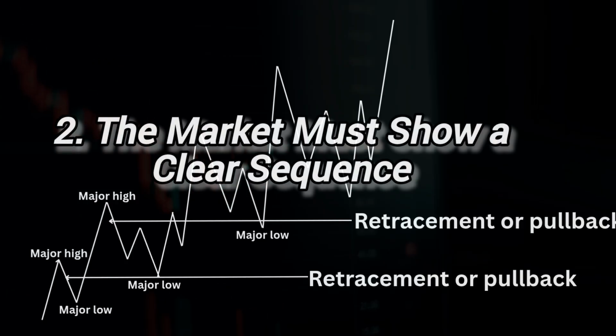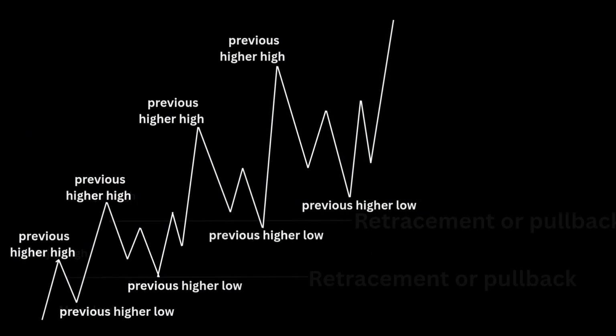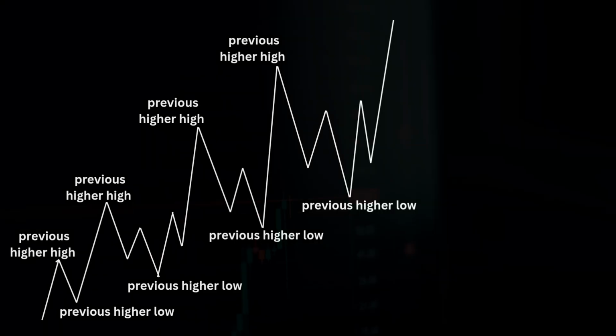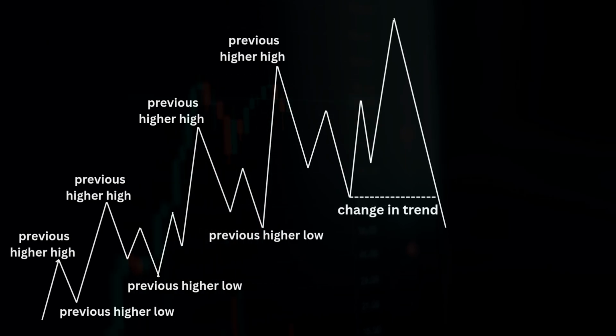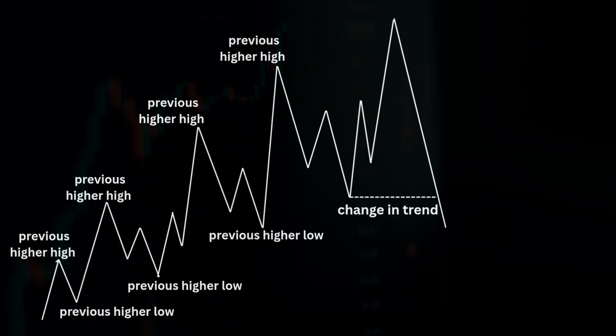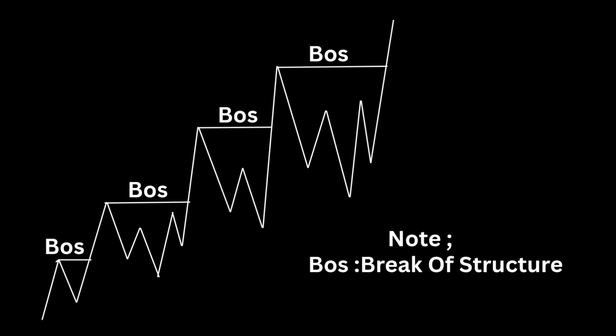2. The market must show a clear sequence. In an uptrend, each new high is higher than the previous high, and each low is higher than the previous low. The market breaks the previous higher high while holding the lows. The uptrend ends when price breaks through a higher low. So in an uptrend, it is important that price doesn't break through the higher lows. If price breaks through the higher high, it forms a break of structure. Being able to spot valid structures in an uptrend is significant to avoid falling into traps or being used as liquidity by the market.